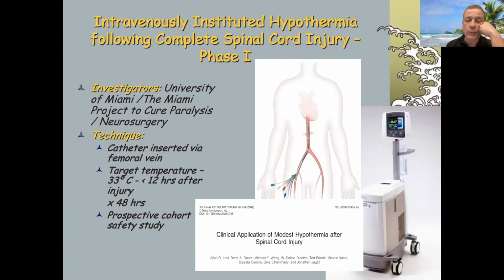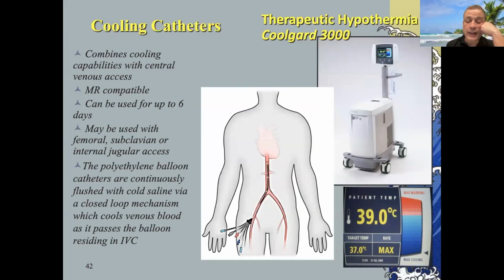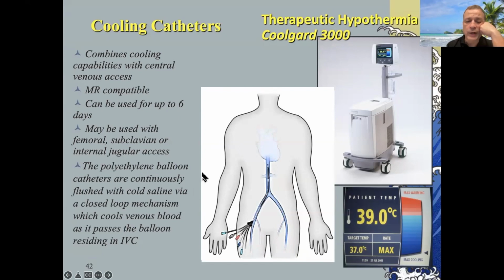There's a lot of different ways of cooling. We use a transvenous catheter that has a balloon at the end of it, which basically cools the blood as it rushes by. And that's a mechanism how we cool people to 33 degrees for 48 hours after their injury. And you can do MRIs with it. You can give IV fluids with it. And we use basically a Cool Guard catheter.